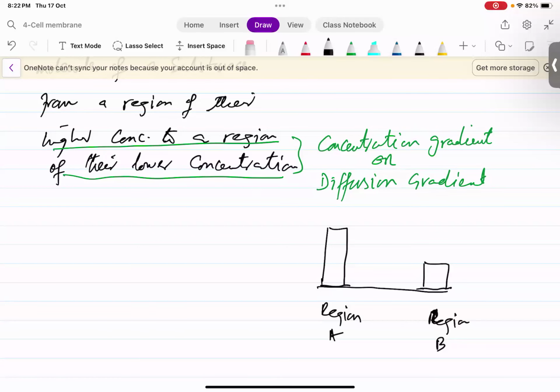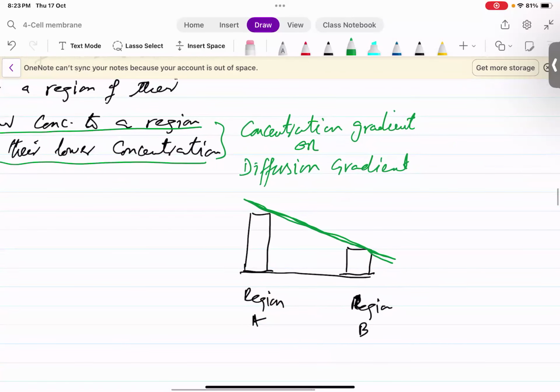So if there is no partition in between these two regions, the molecules will have random movement from A to B and from B to A. And there would be more movement of molecules from region A to region B. And this slope from A to B that we obtain, or the difference in concentration between these two regions, can be represented with this slope, and this slope is known as concentration gradient or diffusion gradient.